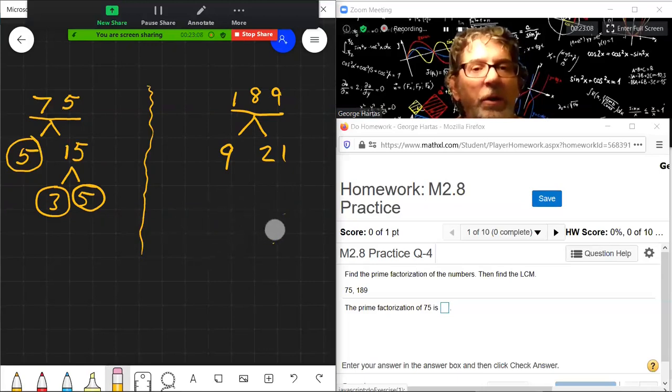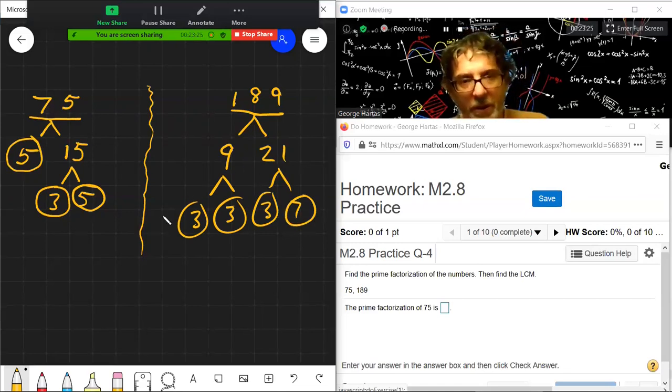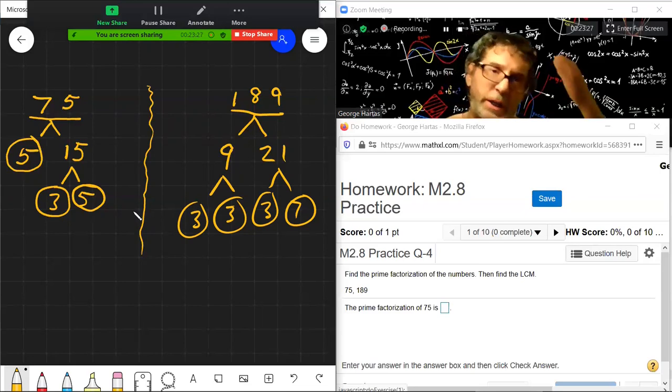Quick and dirty, long division, nothing fancy here. All right, 9 is composite. That can be broken down into 3 times 3. 21 is composite. 3 times 7.